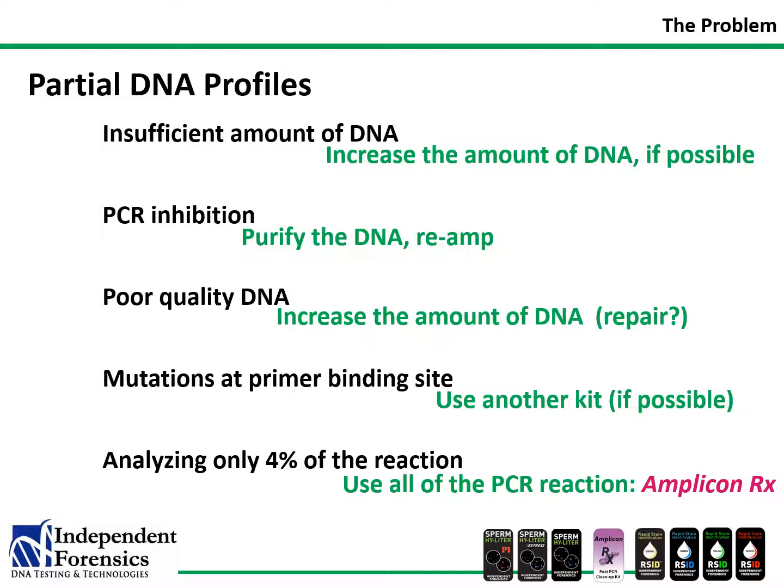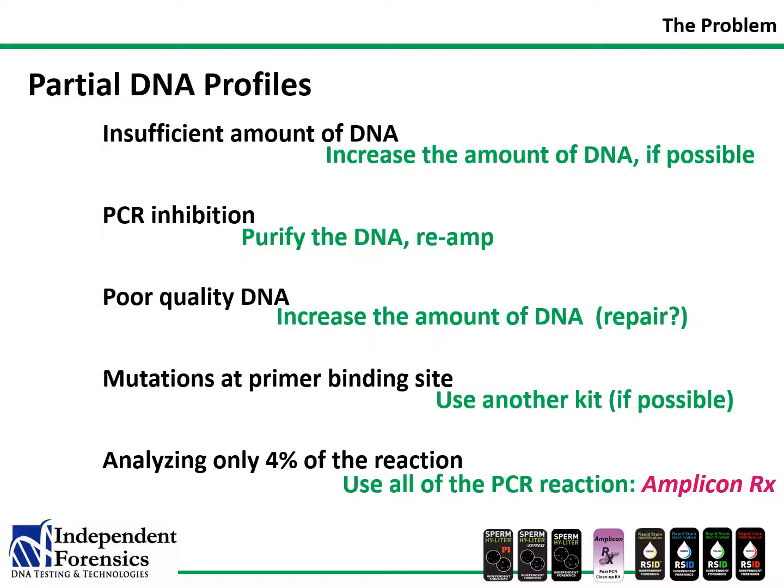There are solutions to some of these problems. If there's an insufficient amount of DNA, you can increase the amount of DNA in the amplification, assuming you have enough from your evidence sample. If the PCR reaction is inhibited, you can purify the DNA and reamp, if that's possible. If the DNA is damaged, you might be able to increase the amount of DNA or attempt to repair the damage, although that turns out to be much harder than most people thought.